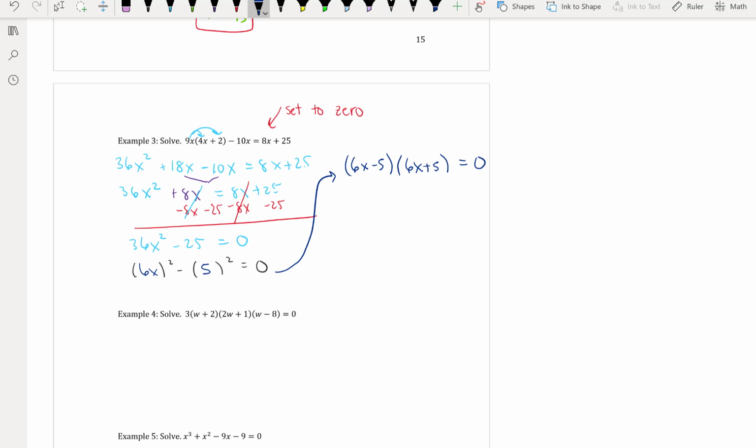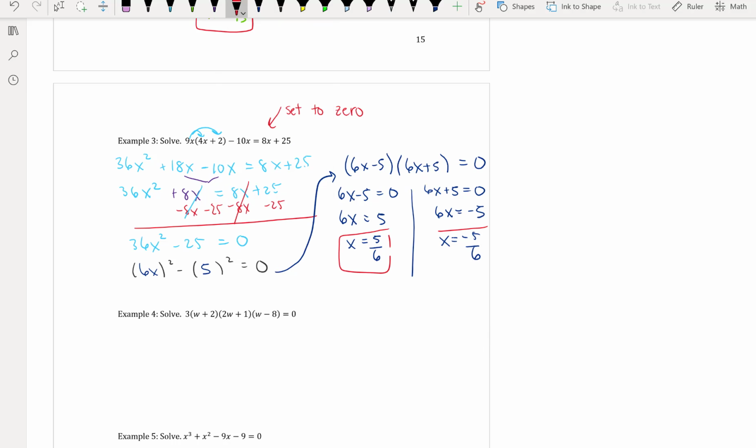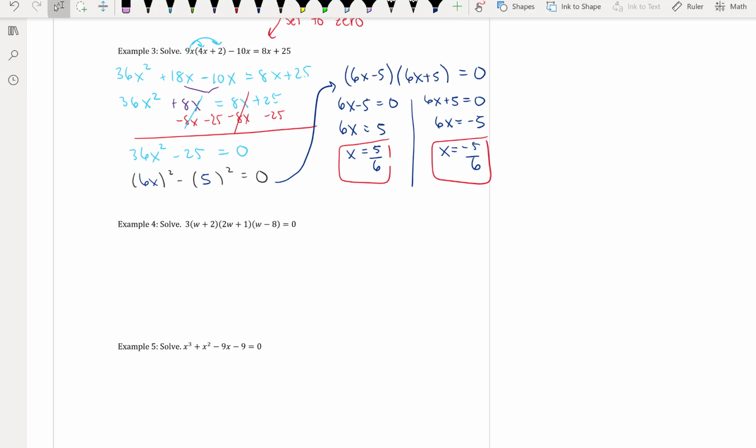Now, applying the zero product principle, I'm going to set each parentheses equal to 0. So I have 6x minus 5 is equal to 0. So then 6x is equal to a positive 5. And I divide by 6, so I have a positive 5/6. And on the opposite side, 6x plus 5 is equal to 0. So then 6x is equal to a negative 5, so x is equal to a negative 5/6. So now I have my answer, what x is going to equal. All right. And that's it for example number 3.